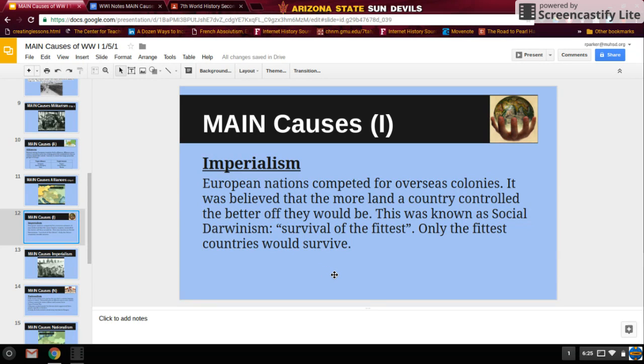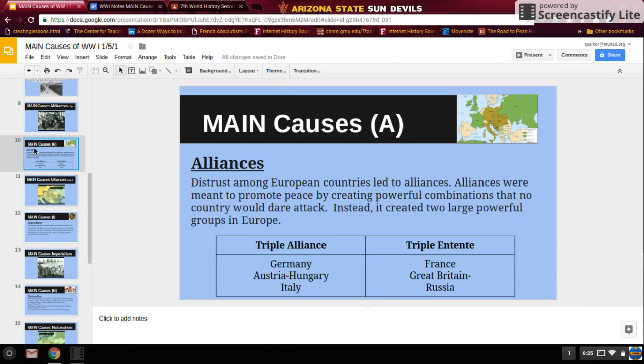All right, our second cause in our main causes is A, and A represents alliances. And there was a lot of distrust among countries in Europe that led to the European countries forming alliances prior to World War I beginning. If you were going to be a strong country, you needed friends. And the more friends you had, the more powerful you became. So alliances were meant to promote peace, but by doing that, they created powerful combinations that they thought no country would dare to attack. But instead, it created these 2 large, powerful groups in Europe prior to World War I starting.